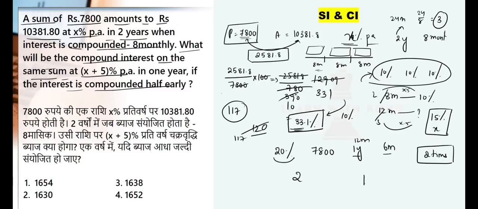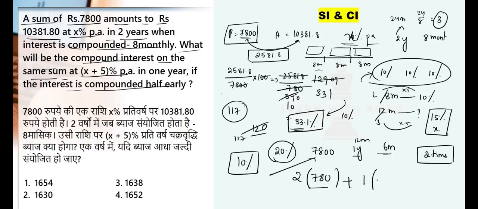This 20% is per annum, but for 6 months we get 10%. 10% of 7800 is 780 plus 10% of 780 is 78. So if I add this value, what is our answer? I'll get 0 and I'll get a unit digit 8. So one and only option 1638 is our answer.